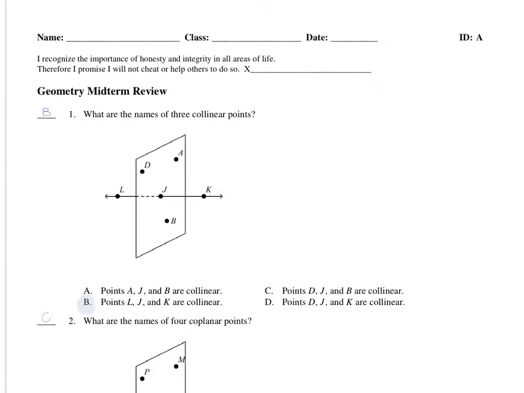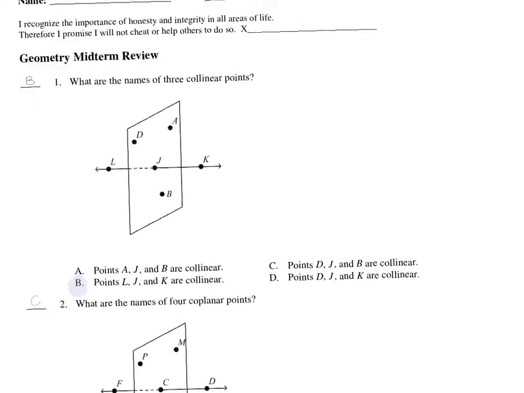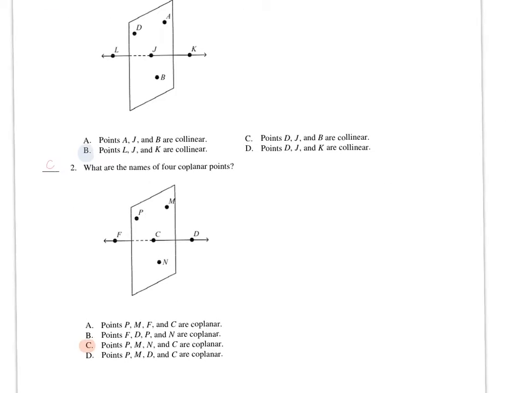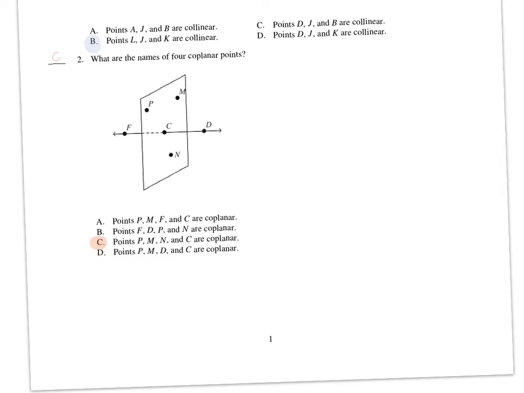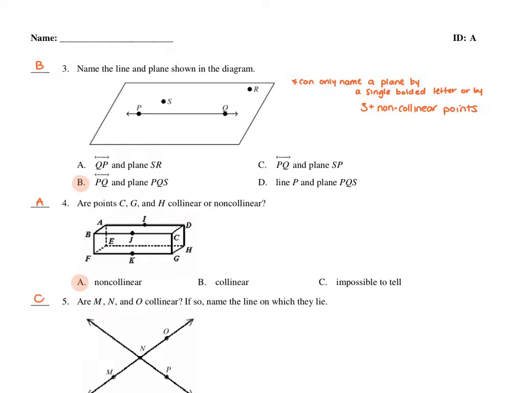So this is just like the collinear points. Number 1 should have been B. Number 2 should have been C. 3 should have been B. Okay, you can only name a plane by either a solid letter written in the corner, like if this was an M over here that didn't have a dot next to it, I could call that plane M. Or I have to name it by 3 non-collinear points.